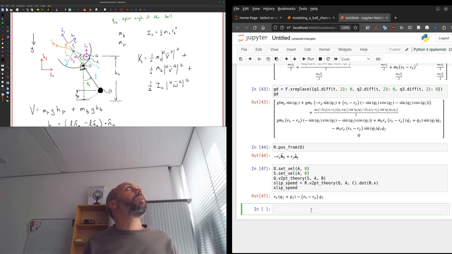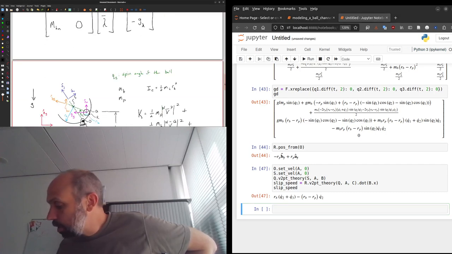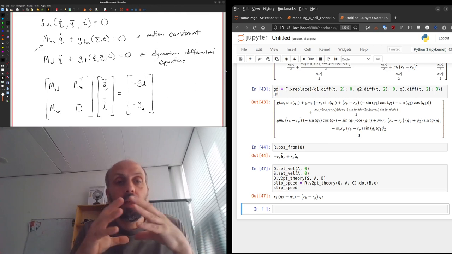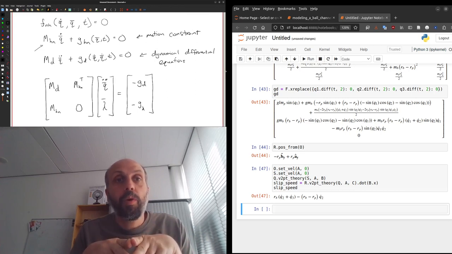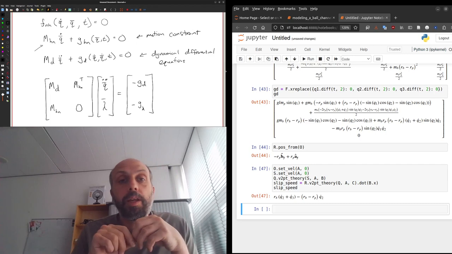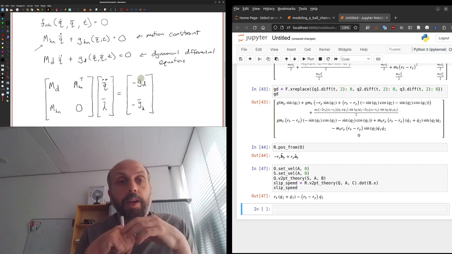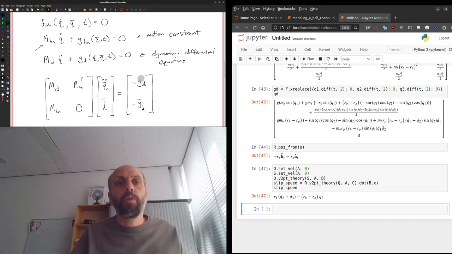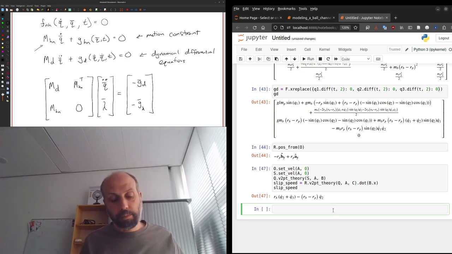Okay, so there's a few ways you can get a hold of this new matrix, and I'll remind you what that looks like. So we want this M-hat, which is the Jacobian of this equation with respect to all of the Q dots. And then the G lambda, I should have had bars over these. The G lambda is the right-hand side of the time derivative of these equations. And the way I will approach this is I'm just going to take the time derivative of the slip speed. So I'm going to say slip speed dot diff t.